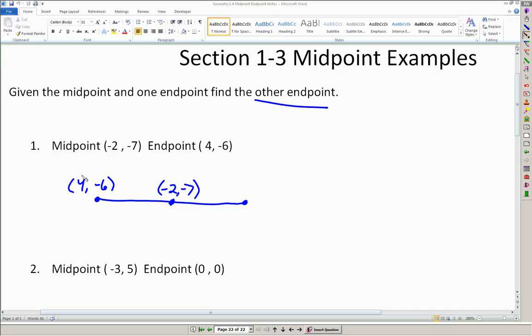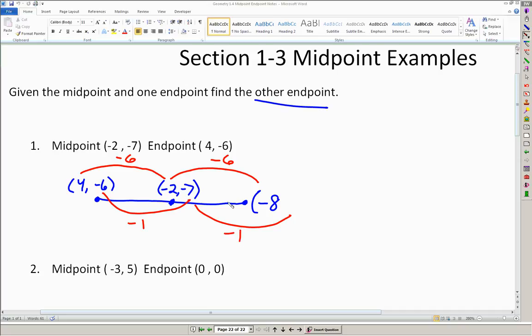So here's what I mean. From 4 to -2, we are subtracting 6. So let's subtract 6 more. And to subtract 6 more, -2 minus 6 is -8. Do the same for y. From -6 to -7, we're subtracting 1. Let's subtract 1 more to get to the other side. -7 minus 1 is -8. It was just by chance that they ended up being the same number. But that's what you do.